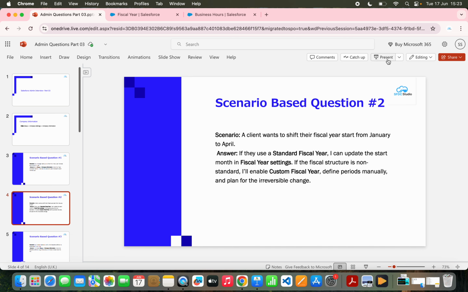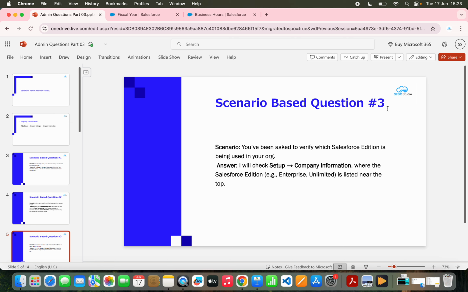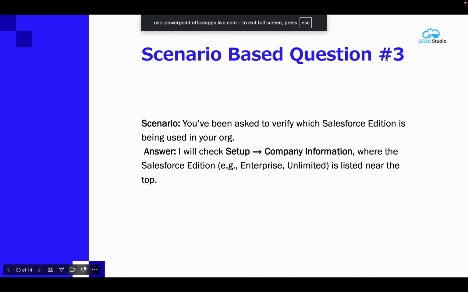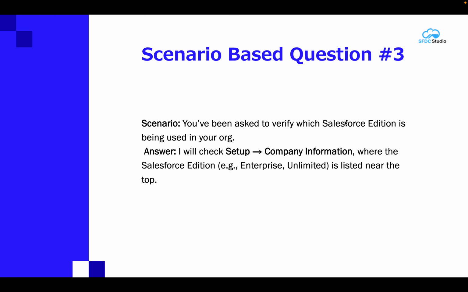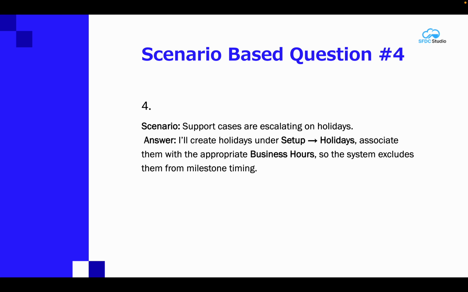Now what's the next question? You have been asked to verify which Salesforce edition the current org is using. The way I have shown you, within Company Information you can find out what type of edition you are using, whether it's Unlimited, Developer, or Enterprise.